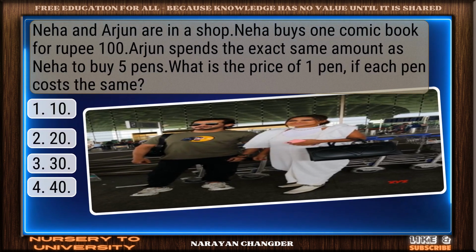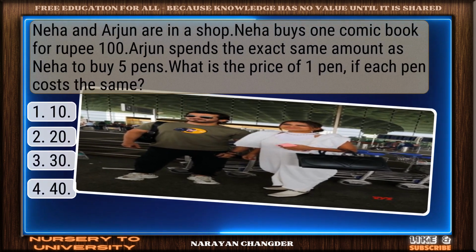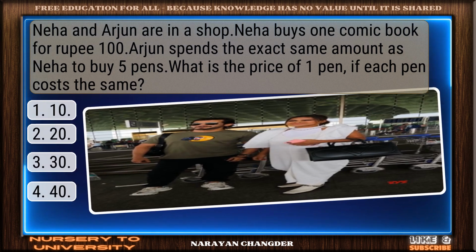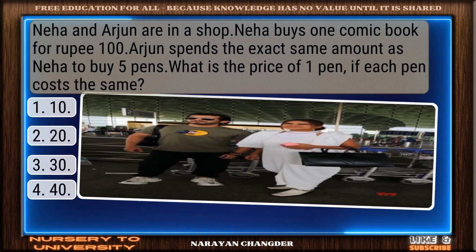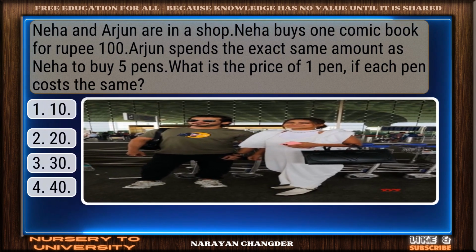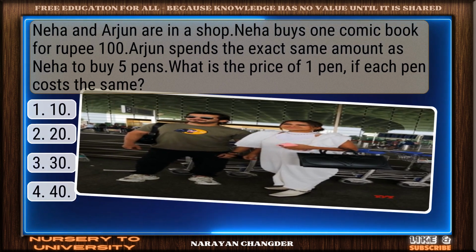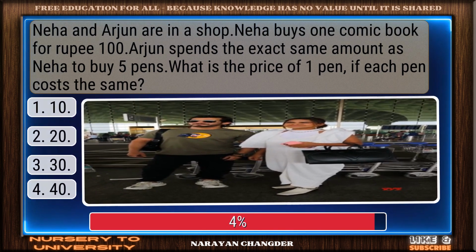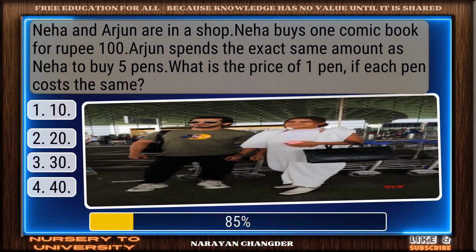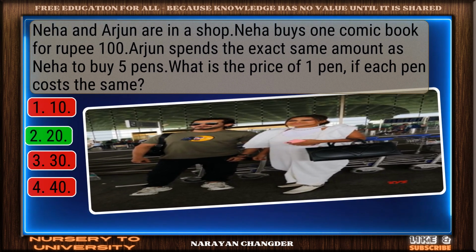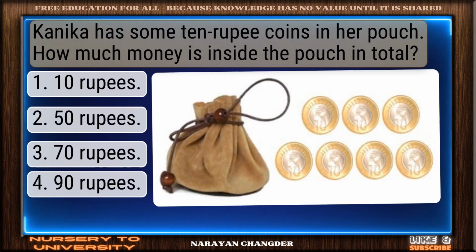Neha and Arjun are in a shop. Neha buys 1 comic book for rupee 100. Arjun spends the exact same amount as Neha to buy 5 pens. What is the price of 1 pen if each pen costs the same? Smart move. 20 is an accurate answer.